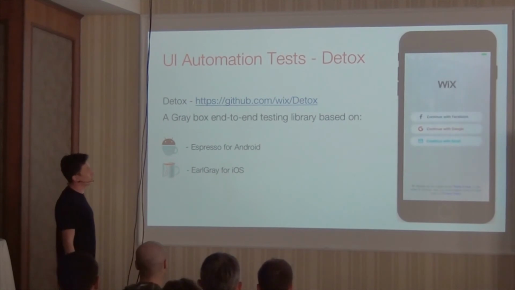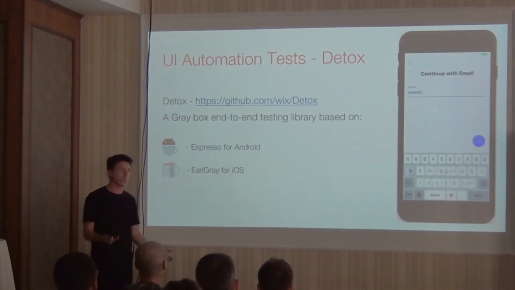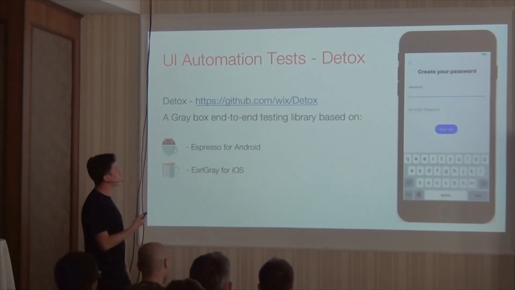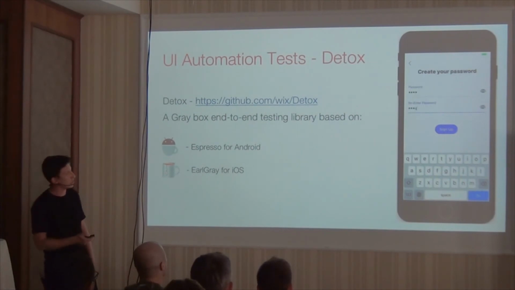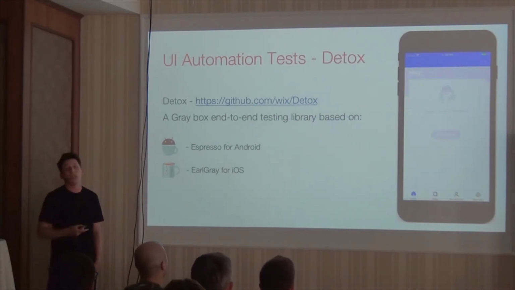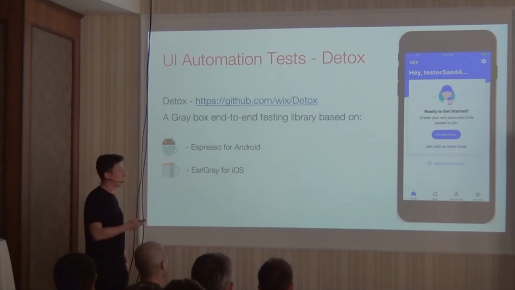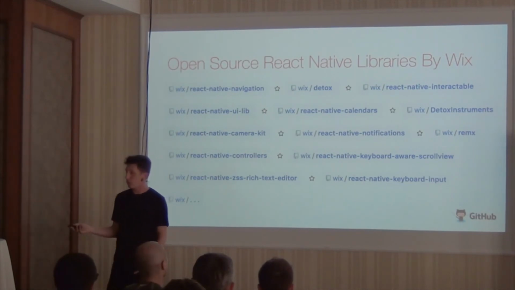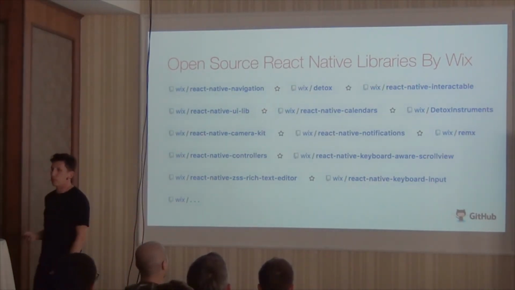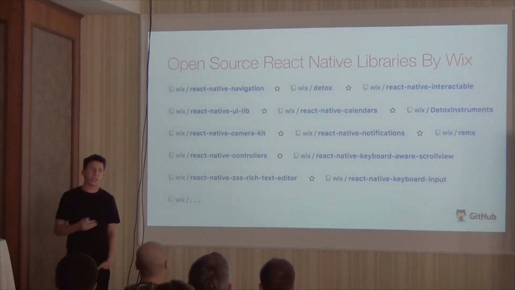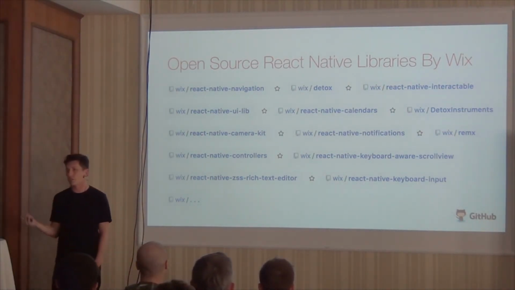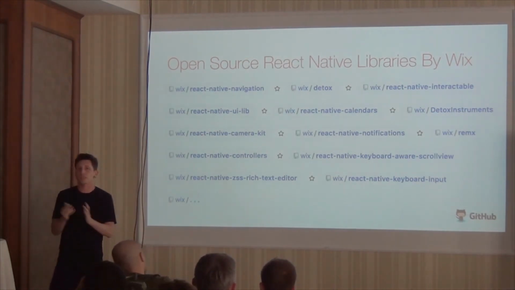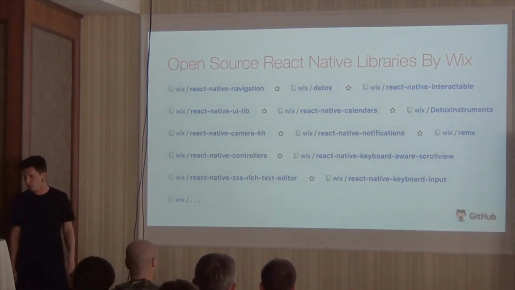A good example of a tool that we developed at Wix, and of course released open source, is our UI automation testing tool called Detox, which runs on our CI and executes end-to-end tests on our application. And we have a lot of tools and infrastructure libraries. Actually, we're trying to open source any library that has no Wix-related business logic. Anything that is infrastructure is released open source.